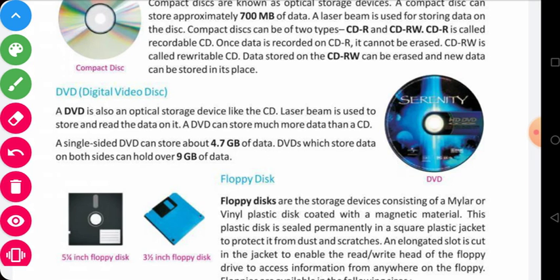Also, there is another kind of DVD which is called Blu-ray DVD, in which we store more data. Okay, that is, if it has both sides, then the storage capacity of that DVD will be 9 GB.